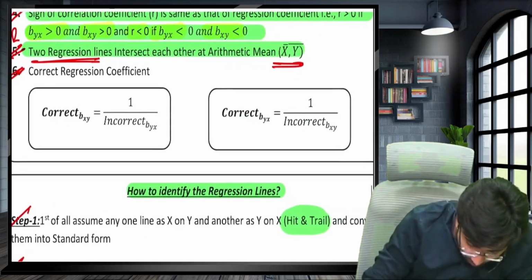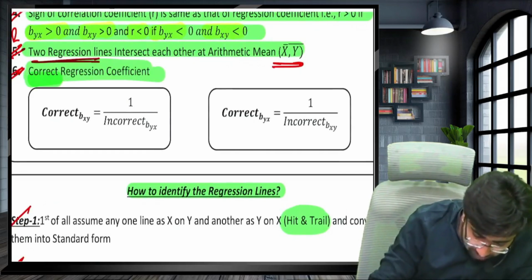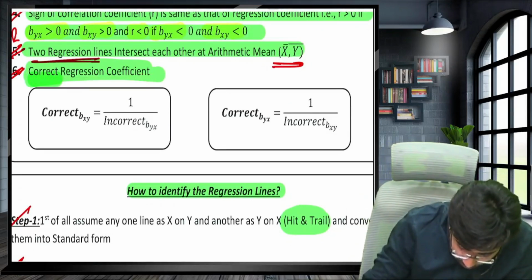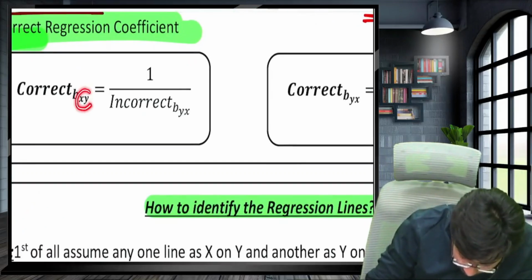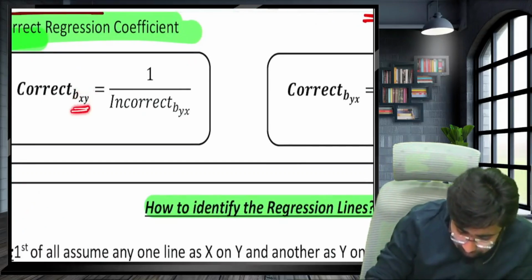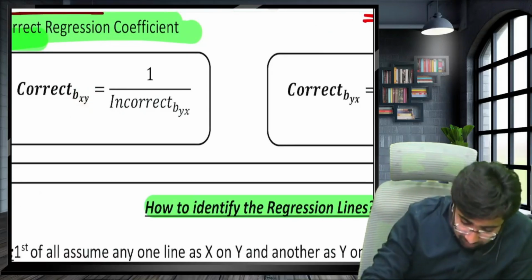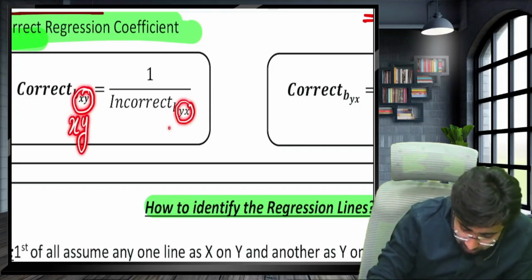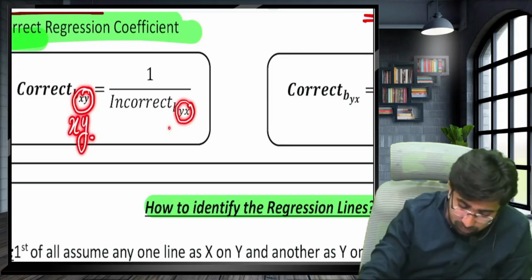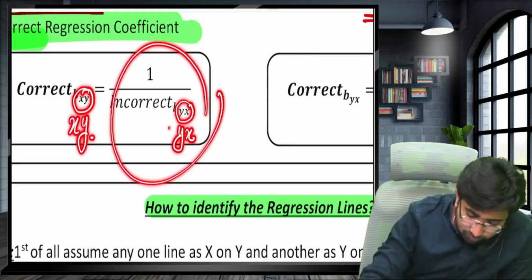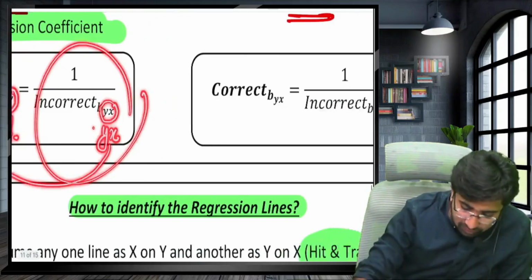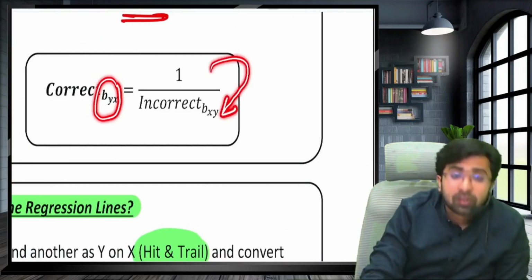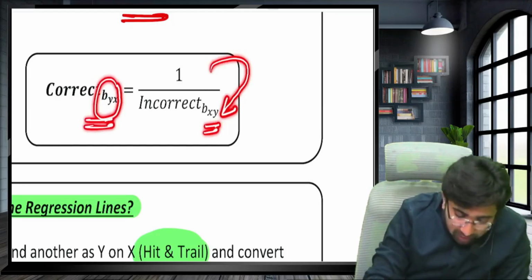See, guys, correct correlation coefficient. If you want to compute correct b x on y, watch carefully. You have to take the reciprocal of incorrect b y on x. See, here there is x on y. When you take the reciprocal of incorrect y on x, you will get correct x on y. Whenever you want to get the correct b y on x, take the reciprocal of incorrect x on y, and you will get correct y on x.